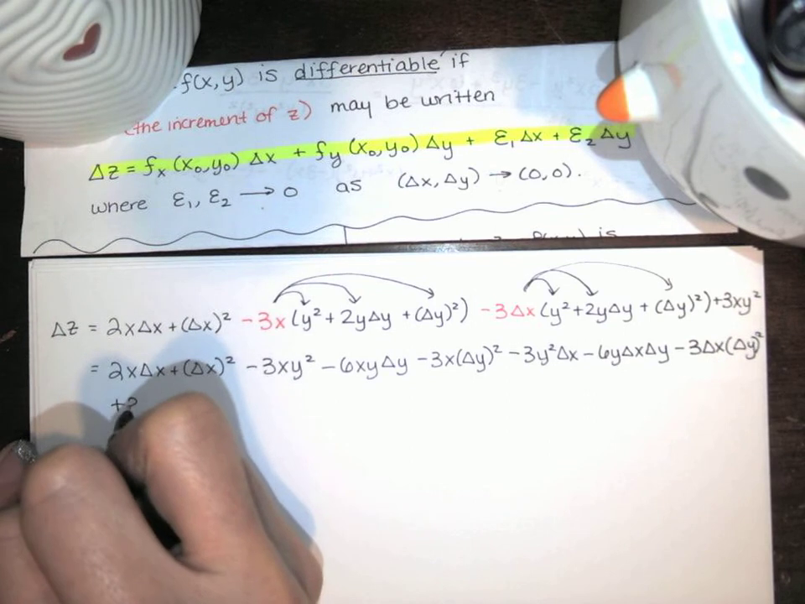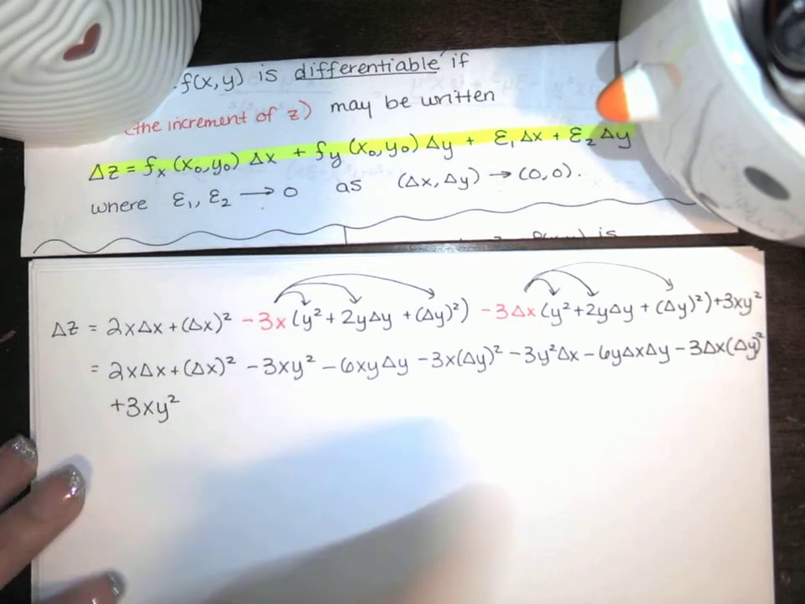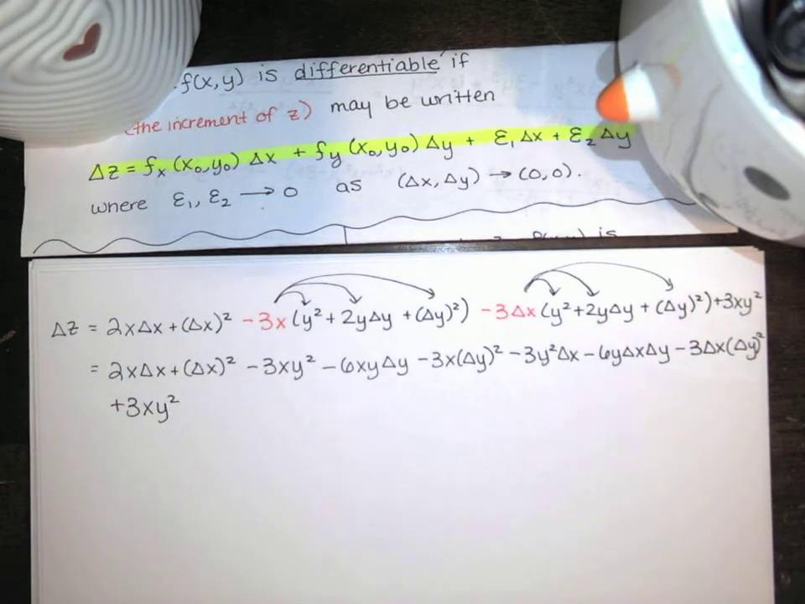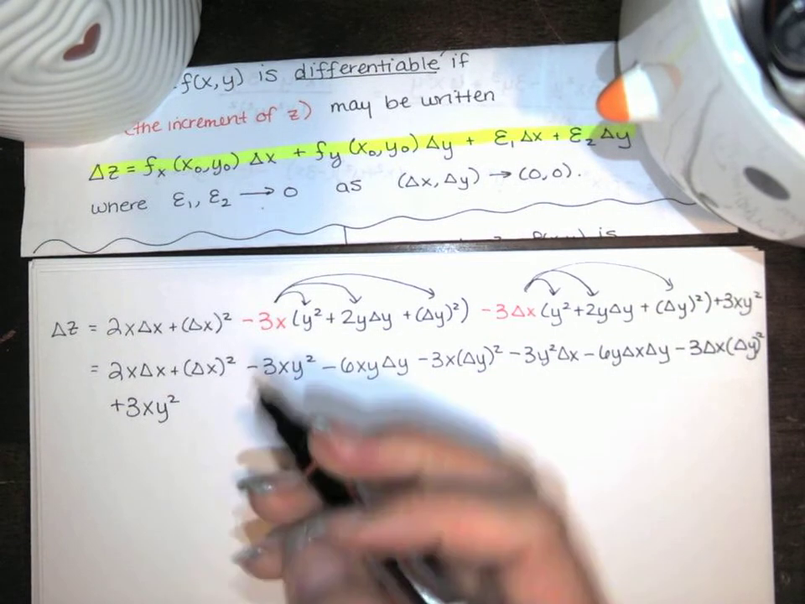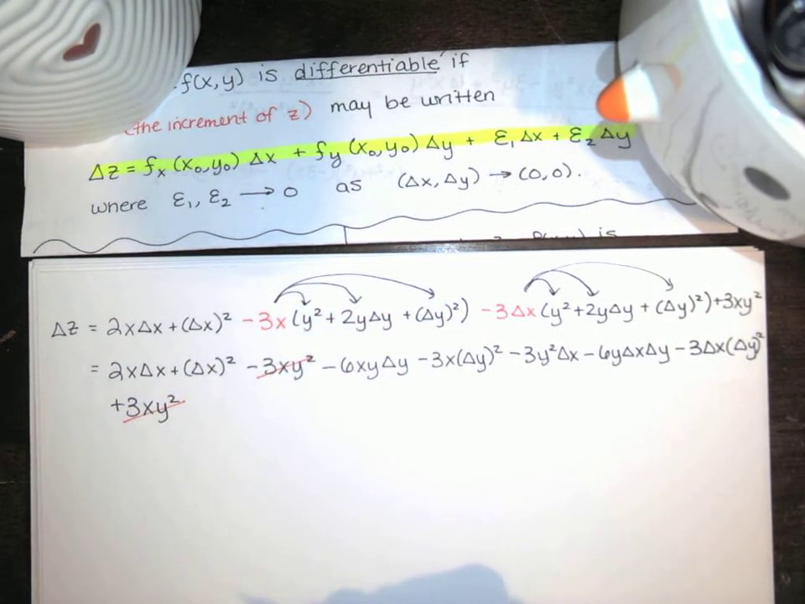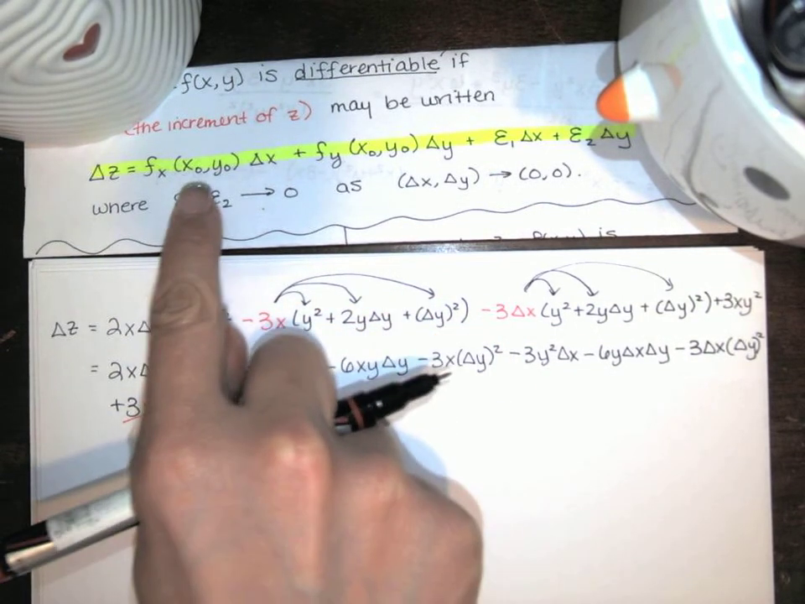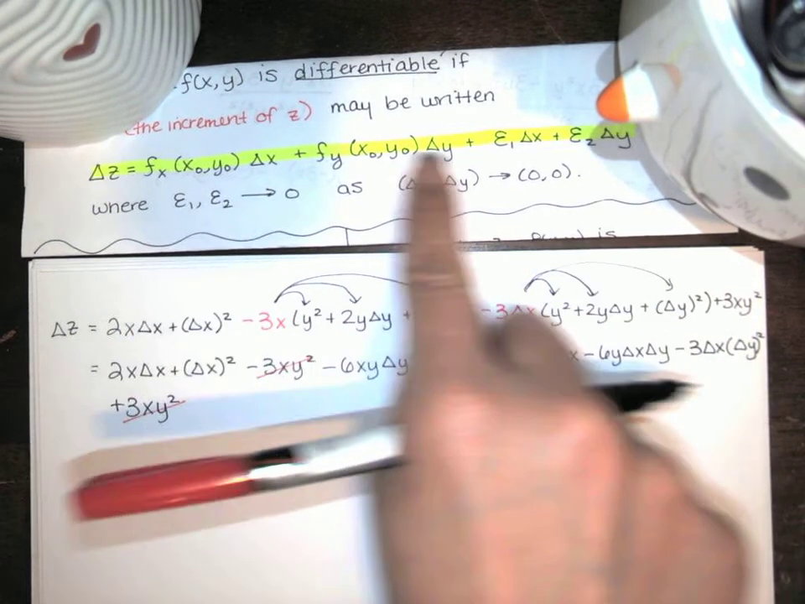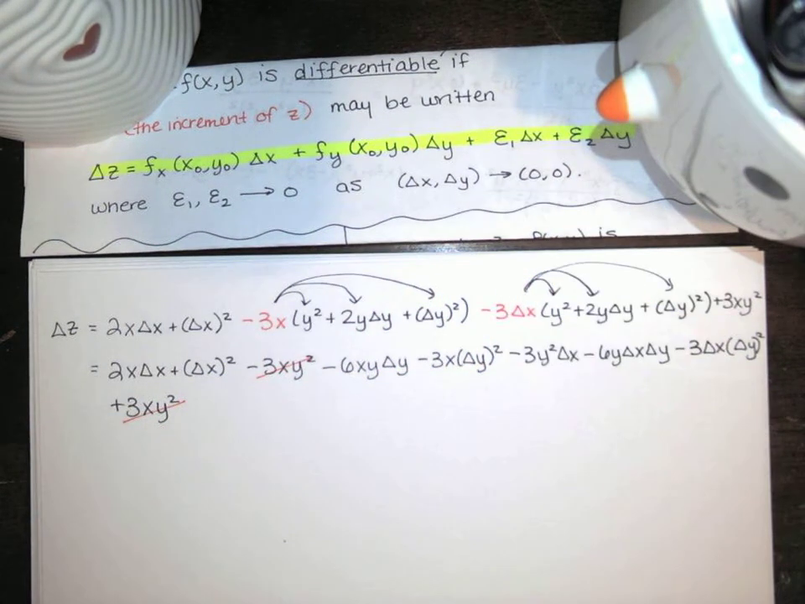Plus the 3xy, I keep saying xy, 3xy squared. And look, we get another cancellation. That's cool. Very nice. It's very good because I don't see any functions of x that don't have a delta x or delta y multiplying them. And it looks like we don't have any functions of x without delta x or delta y multiplying them. That's a very good thing.